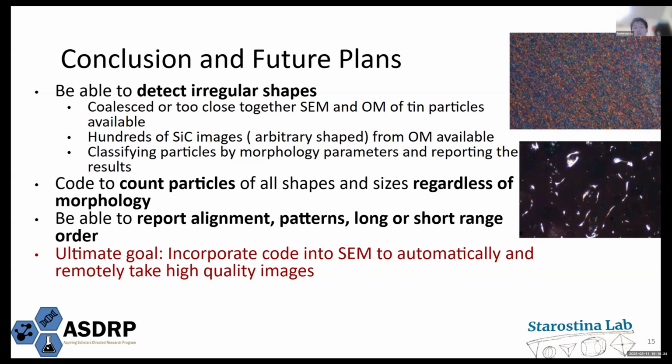We would like our code to count particles of all shapes and sizes regardless of morphology, and be able to report alignment patterns, long or short range order. So our ultimate goal for this project is to be able to incorporate an image detector into ASDRP's scanning electron microscope to have it automatically take pictures for us. The problem with scanning electron microscopes right now is that it takes a very long time to take thousands and thousands of pictures, which is why it's necessary for a machine to do it for us.